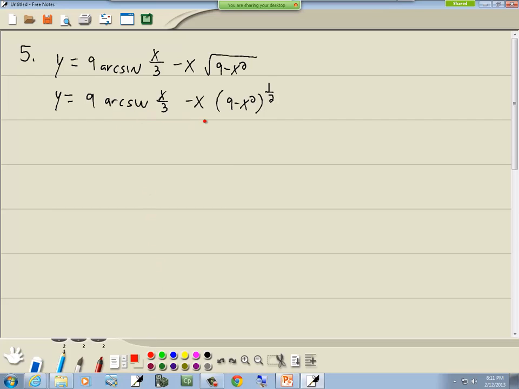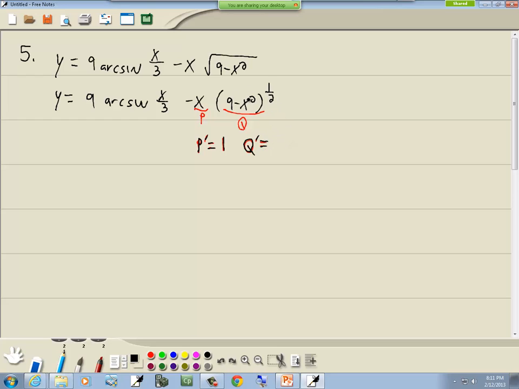Well, the arc sines will be pretty straightforward, but this over here is the product rule. So P is going to be equal to x, and Q will be equal to this 9 minus x squared to the 1/2. We need P prime. The derivative of x is 1. We need Q prime. I guess I shouldn't do that in red. Some people are red-green colorblind. There we go. Q prime.